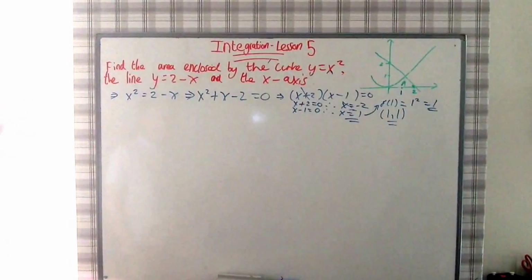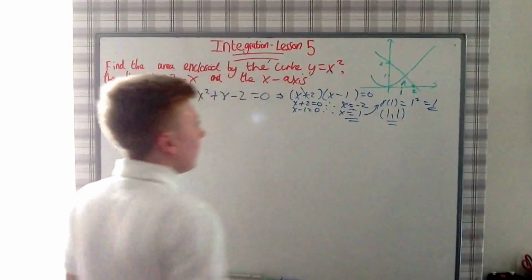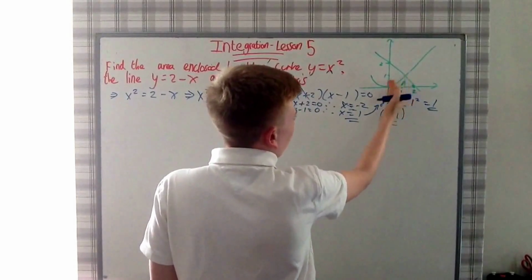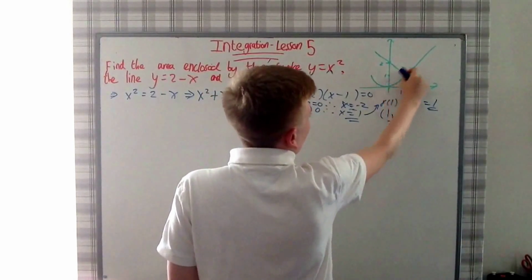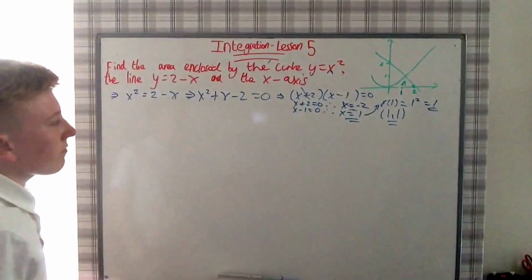Right, that's our first step. So the next thing to do, now we've proved that this is the point of intersection, is to find the area to the left of where x is 1. This is the area under the curve, okay, to the left. And it's part of A.